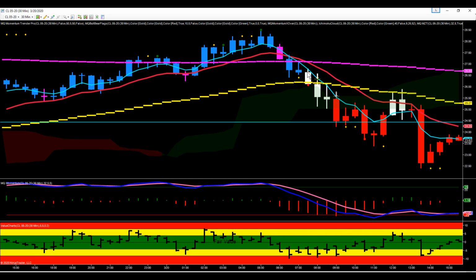Next bar triggers it to the downside, opens at the top, closes at the bottom, breaks underneath the 50 EMA, and just continues to work its way lower. Had a little pullback right here. You can see we hit significantly undervalued right there.